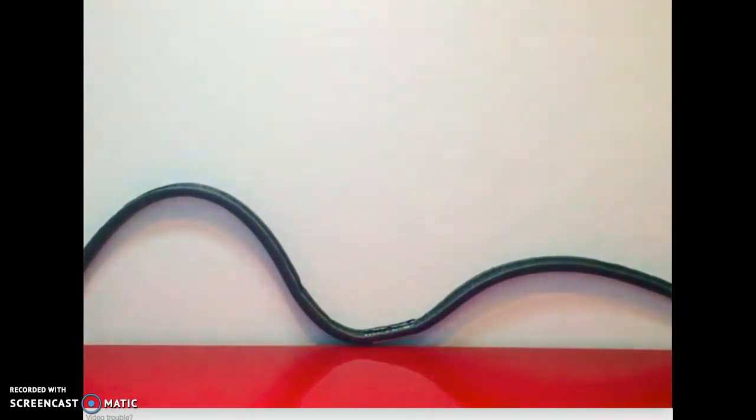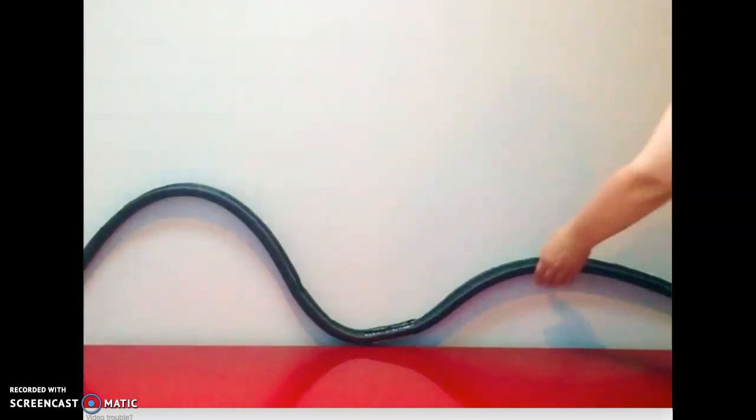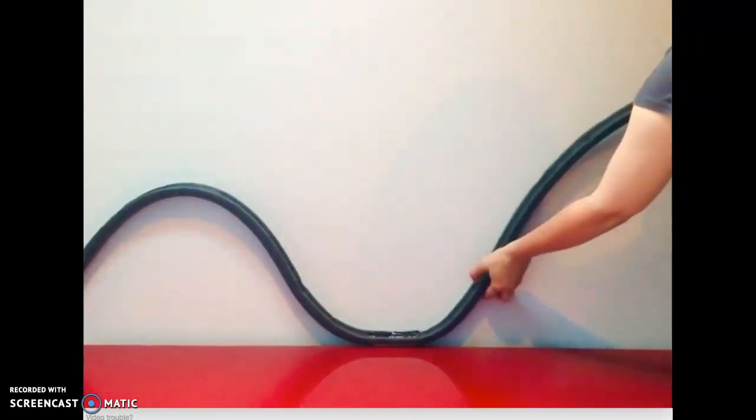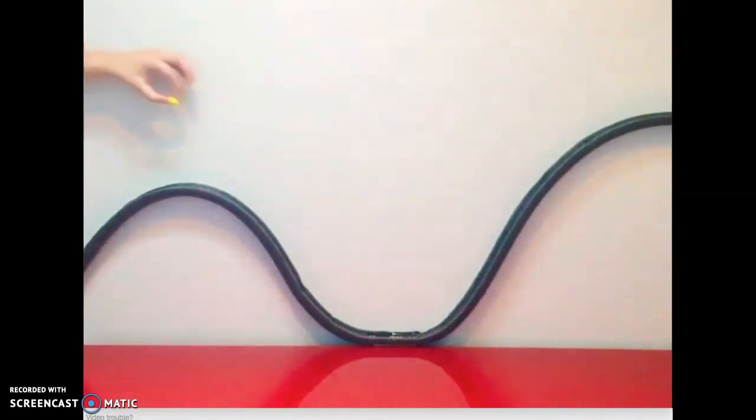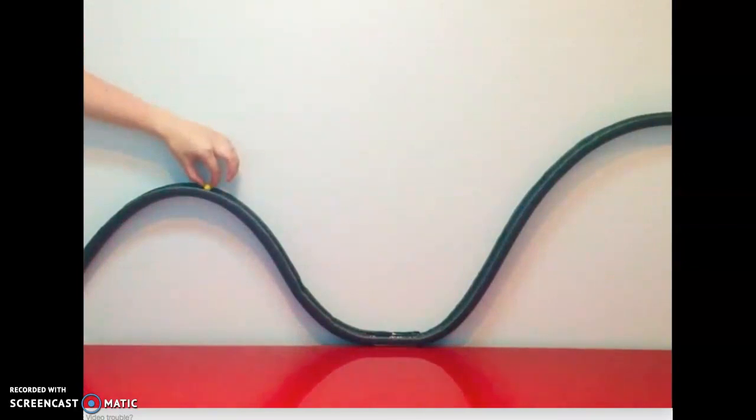Ooh, makes it. Now, it made it over that hill. That's not surprising, we knew that would happen, right? But what if the second hill is higher than the first hill? Like this. Now, what will happen when I let go?